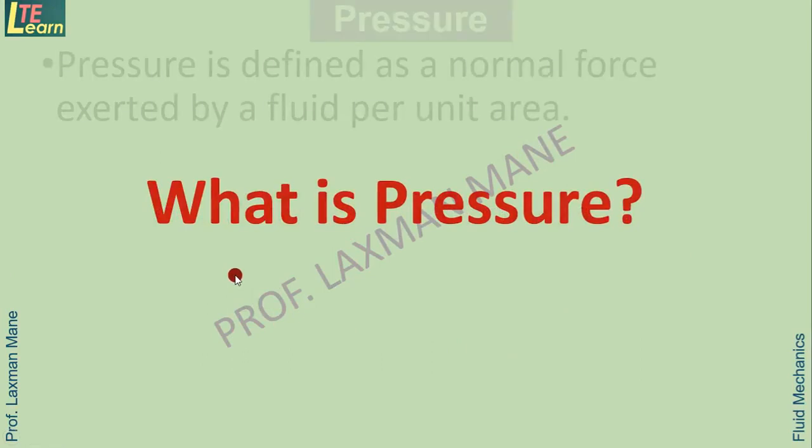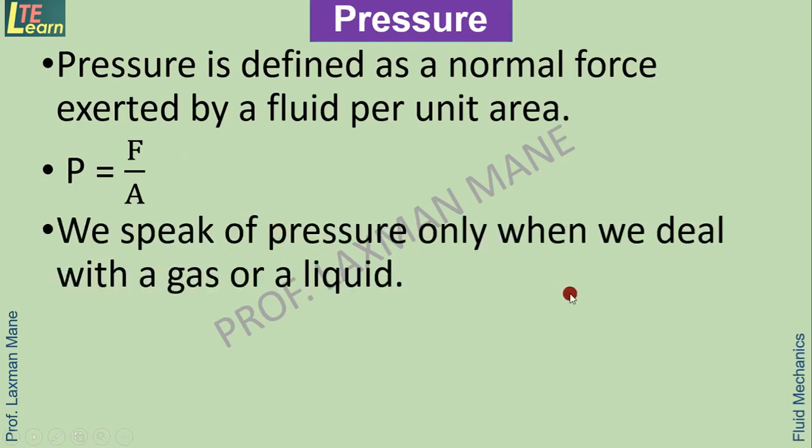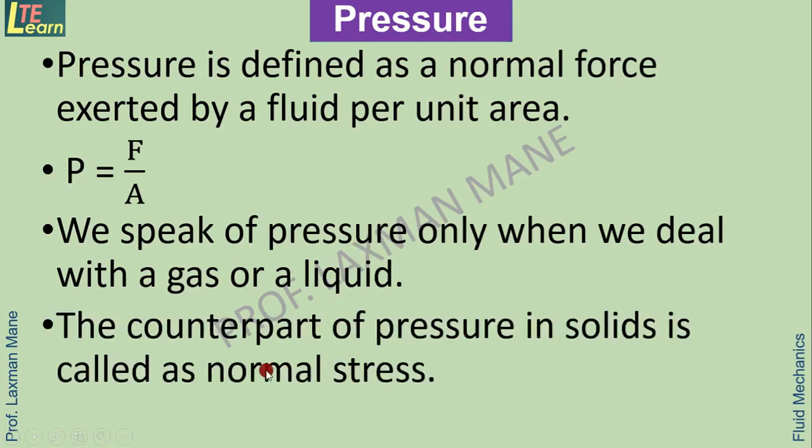What is pressure? Pressure is defined as a normal force exerted by a fluid per unit area. Mathematically, capital P is equal to F upon A, where F is the normal force and A is the area. In case of gas or liquid, we use the term pressure, and in case of solid, for this ratio of force upon area we use the term normal stress, but the meaning of both is the same.